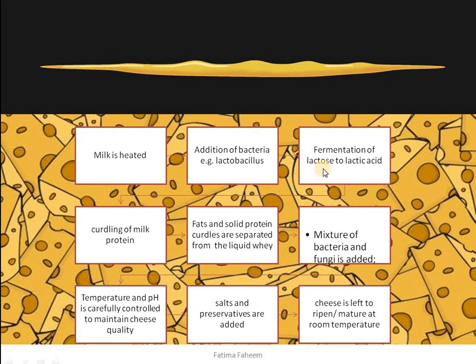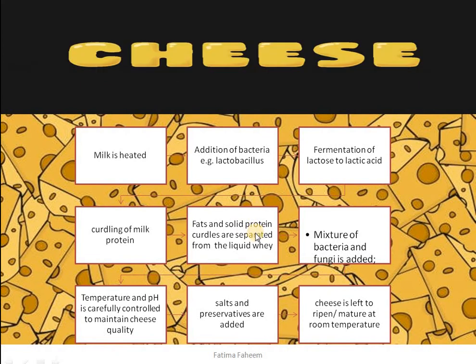The next product is cheese, where milk is heated first and then Lactobacillus is added so that the lactose, which is the milk sugar, is converted to lactic acid, similar to what we saw in the formation of yogurt. This lactic acid ultimately causes the curdling of milk protein. The fats and solid protein curds are separated from the liquid whey.